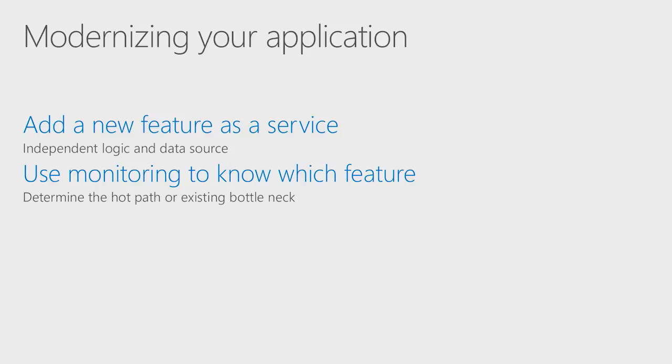Another place is where we can use monitoring. Again, we talked about monitoring from a global, more broad perspective, but we can put monitoring in our application to determine hot paths and existing bottlenecks where we're not able to scale. And so if we see a hot path or a bottleneck in our application and in our architecture, we can extract that out into a separate service.